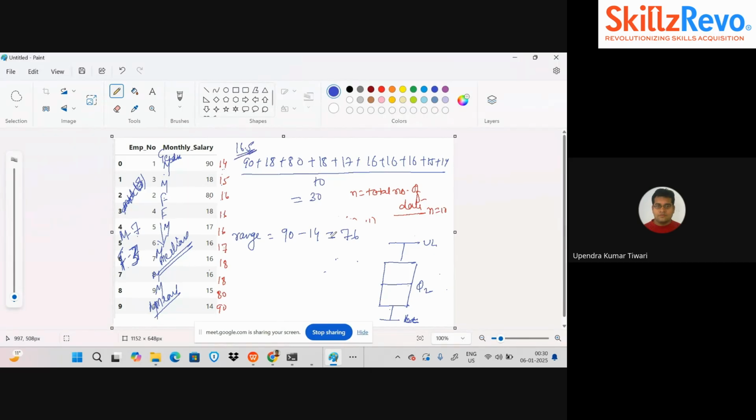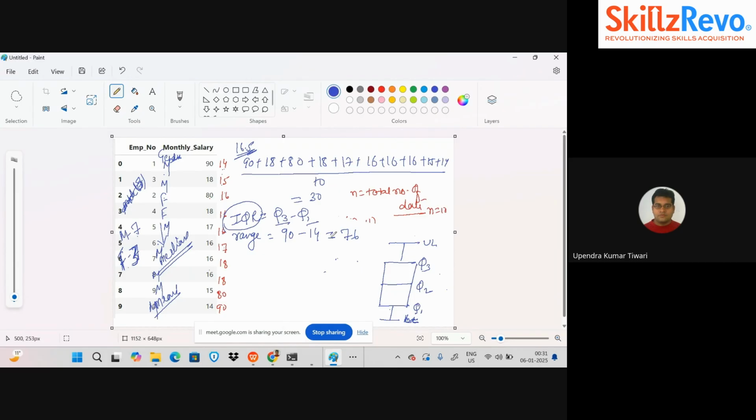As I've said to you, Q2 is the median of this data, and in our case the median was 16.5, remember, everyone? Now basically this is Q1 and this is Q3. The interquartile range is found through Q3 minus Q1. If I can calculate Q3 and Q1, I can easily find out the IQR.